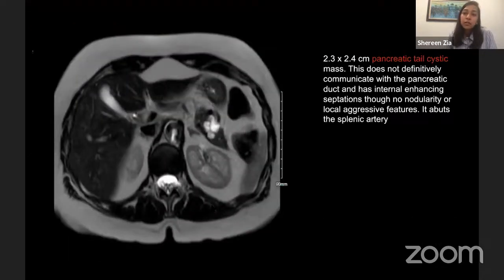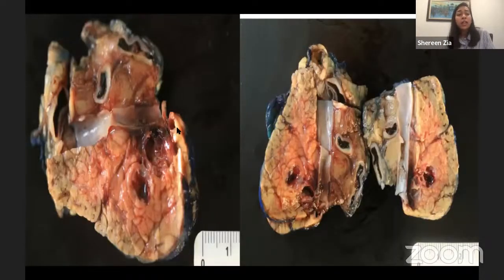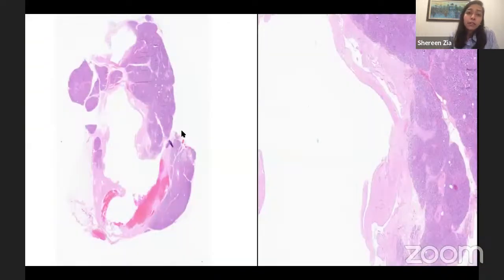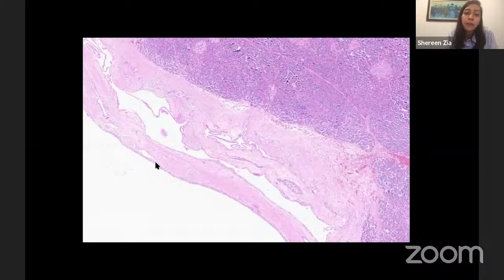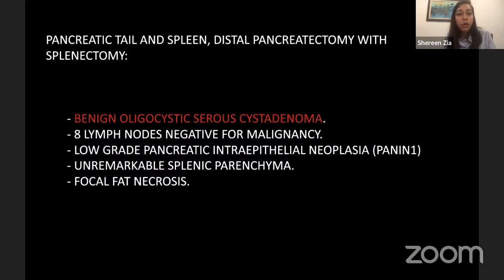So this is the imaging. That was the pancreatic tail cystic lesion that measured about 2.4 centimeters. I just put it from the gross imaging of that patient. As you can see, this is the pancreatic duct, and that's the cystic lesion associated with it. And on microscopy, that's the normal pancreatic parenchyma. So this is the cystic lesion. And as you can appreciate, there is no hypercellular or ovarian-type stroma in the background. That's just bland stroma. And all those cells are very cuboidal, low-grade epithelial cells surrounding that cystic lesion. So it was diagnosed as benign oligocystic serous cystadenoma.